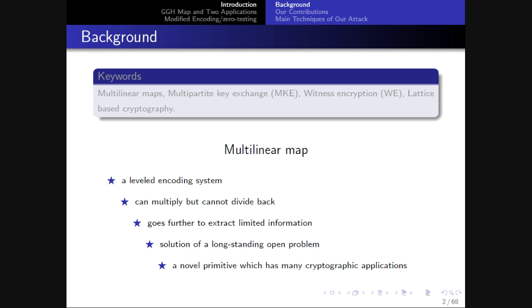Background. Multilinear map is a leveled encoding system, can multiply but cannot divide back, and goes further to extract limited information. We know that this can be achieved by zero testing. And it is a solution of a long-standing open problem and a novel primitive which has many cryptographic applications.